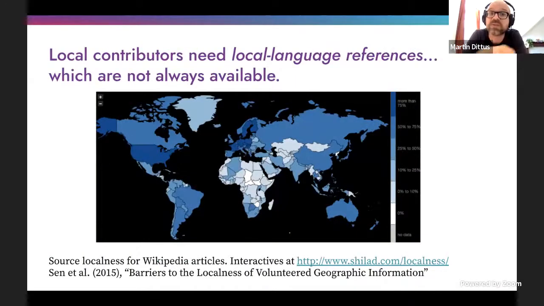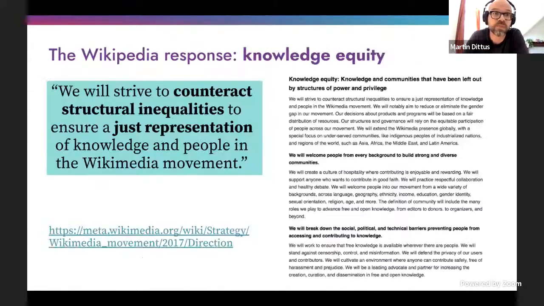So there's research already from a few years ago that looked at this. Are sources easily available for information about different places in the world? We don't have time to talk about the details here, but just in general, for many places in the world, it is a major challenge. That is a major challenge to improve coverage on Wikipedia. Martin earlier mentioned knowledge equity as an important Wikipedia value.